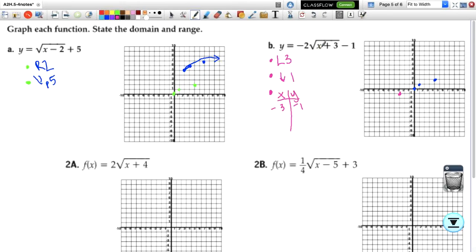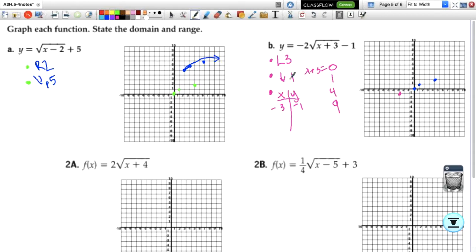Okay, if I plug in a negative 3 plus 3 is 0. 0 times negative 2 is 0. Minus 1 is negative 1. Now, to get my other points here, I want to figure out my perfect squares that I could plug into here. So in my head, I'm thinking 0, I'm thinking 1, I'm thinking 4, and I'm thinking 9. So negative 3 gave me the 0 here, right? I wanted x plus 3 to equal 0, and that's how I got negative 3.